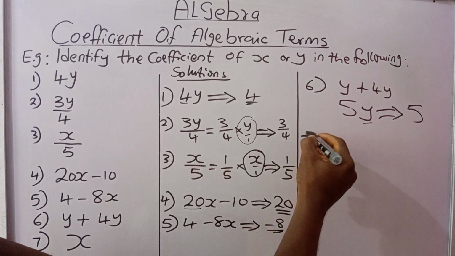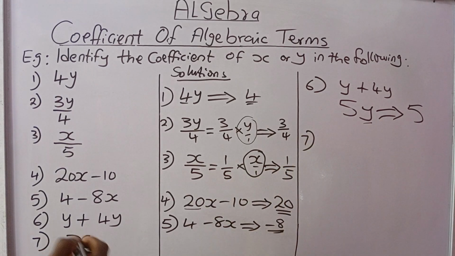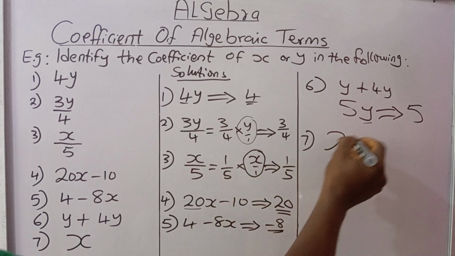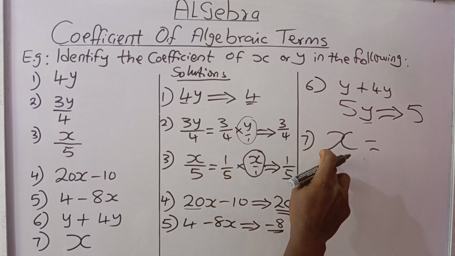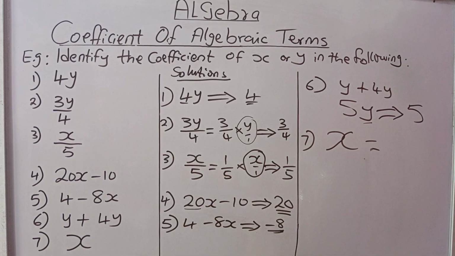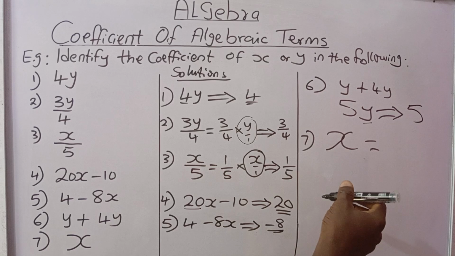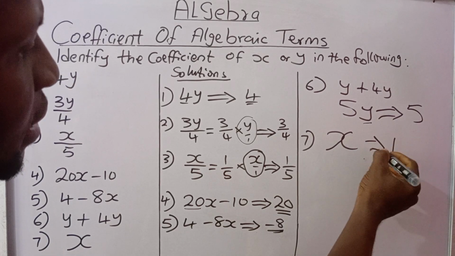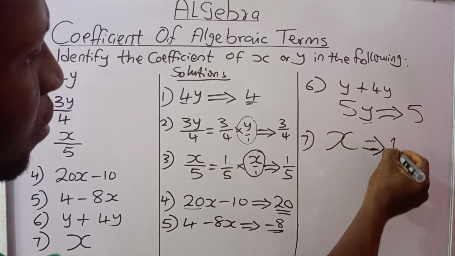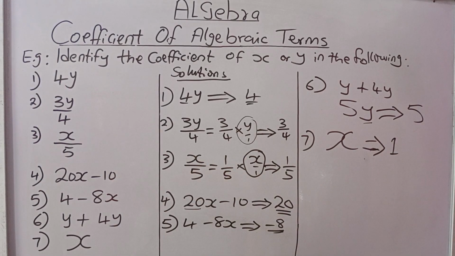So number 7 is quite easy. All right, so look at what we're going to do. X here, somebody can suggest what the answer is. No number is attached to x here, but we know that there is an invisible number there. And what invisible number do we have attached to this x? All right, so the number is 1. So the coefficient of x in this case is 1. So 1 is the answer. I hope this is quite clear about coefficient of algebraic terms.